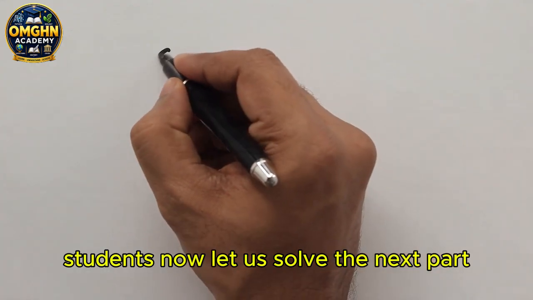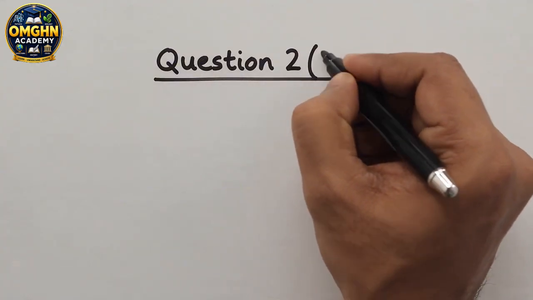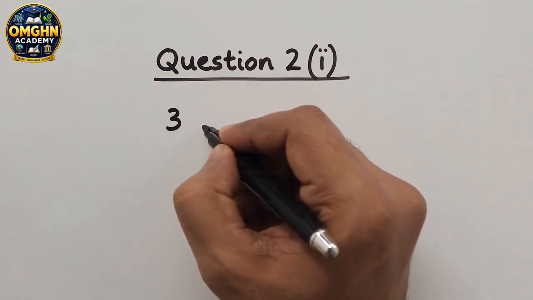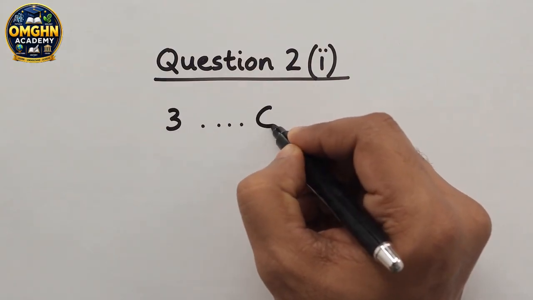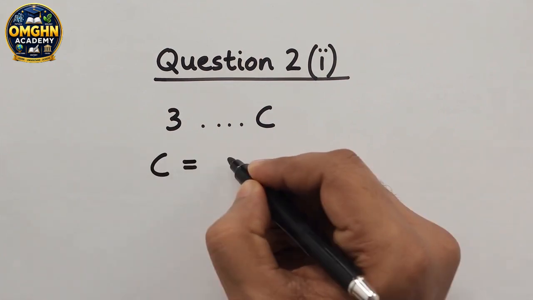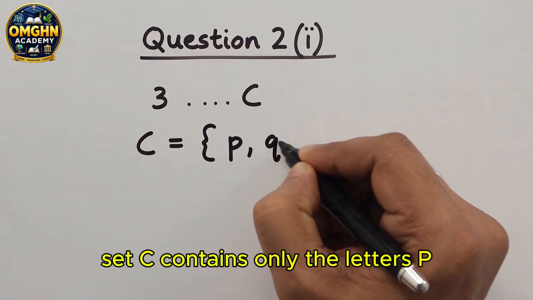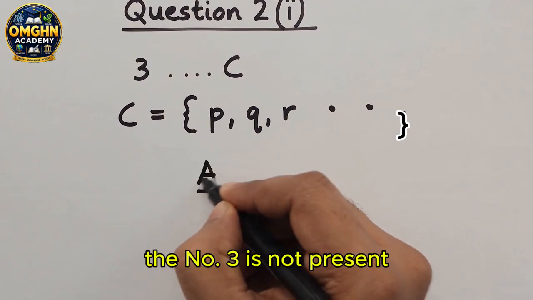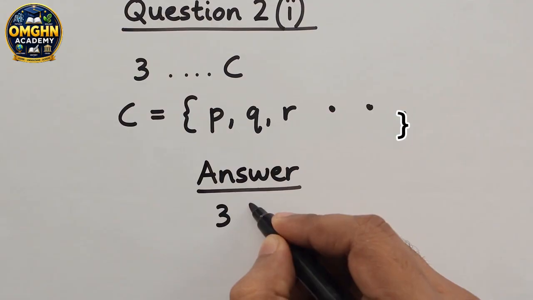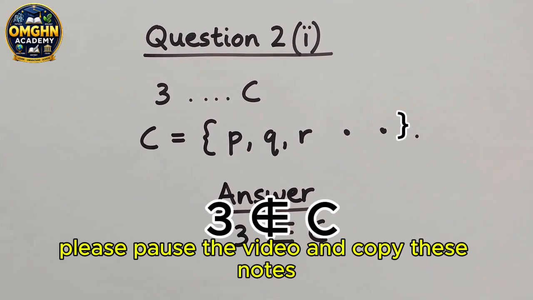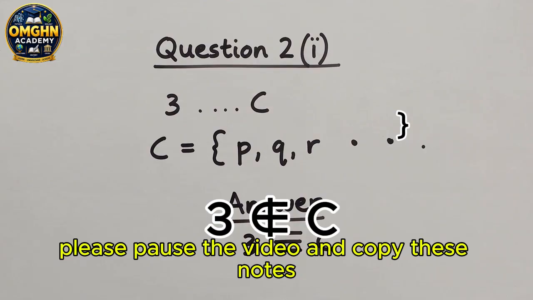Students, now let us solve the next part. Does the number 3 belong to set C? Observe set C carefully. Set C contains only the letters P, Q and R. The number 3 is not present. So we use the symbol does not belong to. Please pause the video and copy these notes.